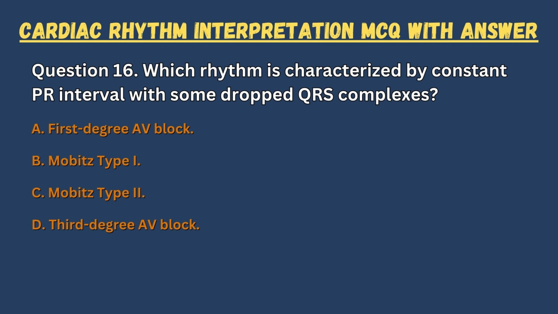Question 16. Which rhythm is characterized by a constant PR interval with some dropped QRS complexes? A. First degree AV block. B. Mobitz type 1. C. Mobitz type 2. D. Third degree AV block.